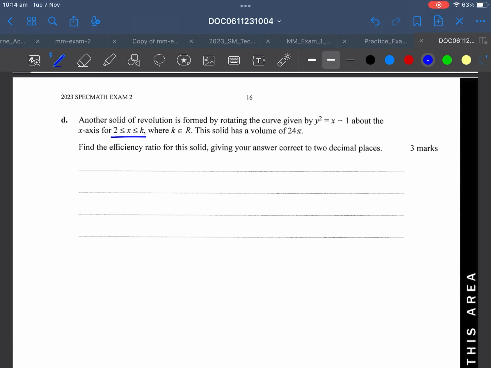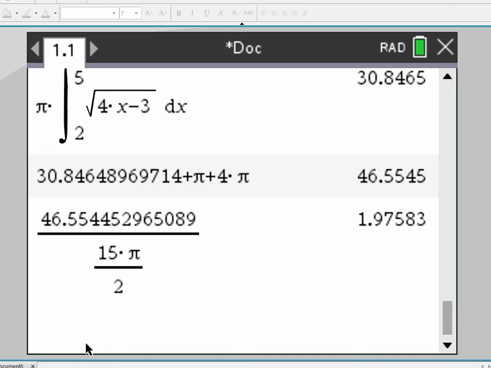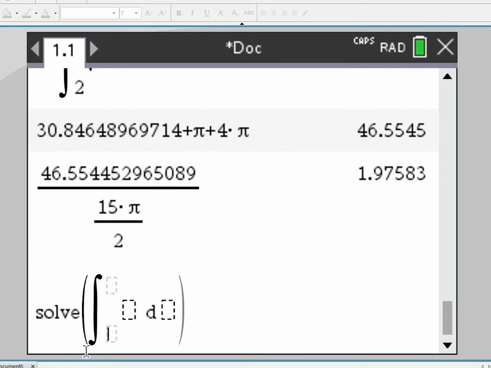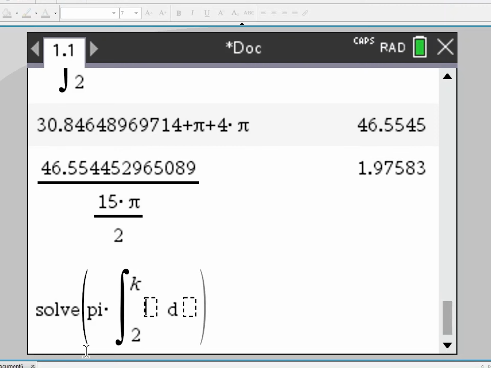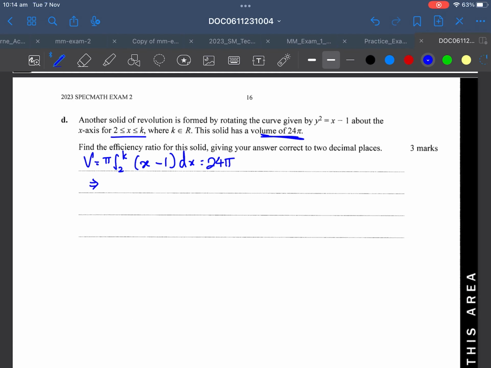Okay, so first we have to find the value of k, and we can do that by using the fact that the volume is going to be 24 pi. So V equals pi times the integral from 2 to k of x minus 1 dx, which is going to be 24 pi. So let us solve for the value of k. Solve menu, of course I have to multiply this by pi. So the integral from 2 to k of x minus 1 dx equals 24 pi, x comma k. So k is going to be minus 6, or k is equal to 8.